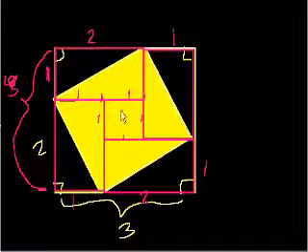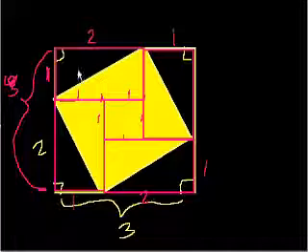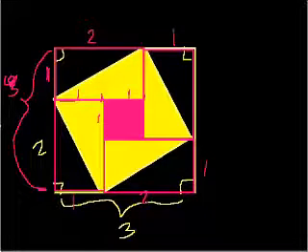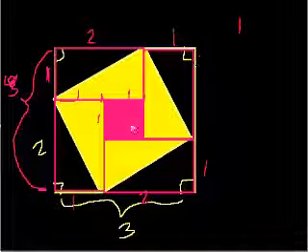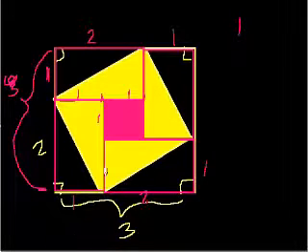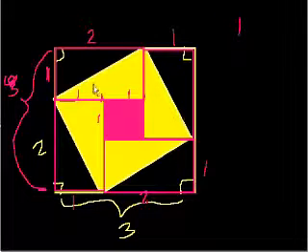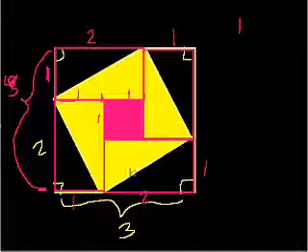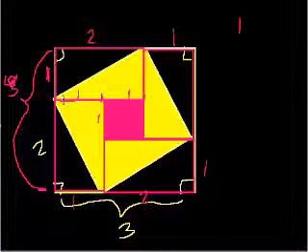So the area of this small square inside, what's the area of that small square? What's the area of the magenta square that I just filled in? Well, that area is going to be 1, right? The magenta square is 1. So now all we have to figure out is the area of these four yellow triangles.